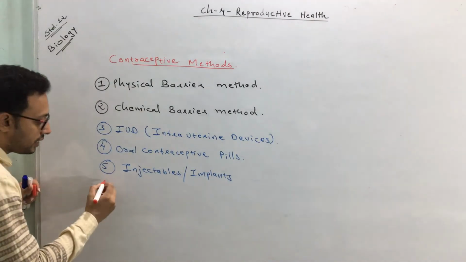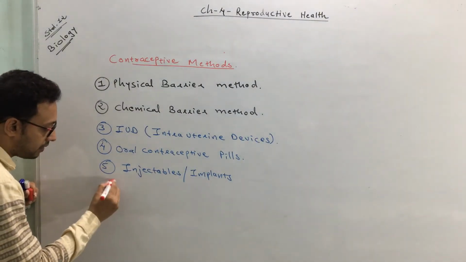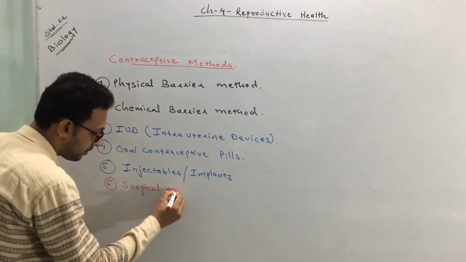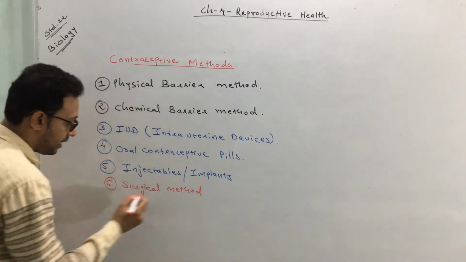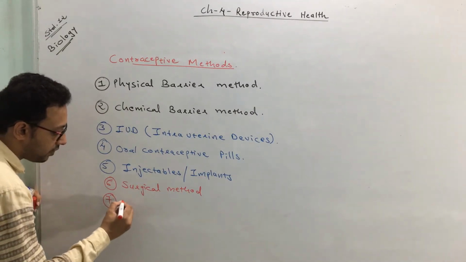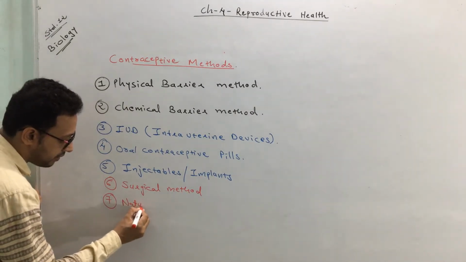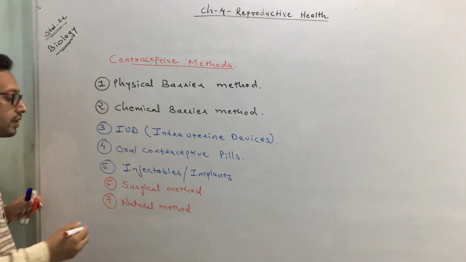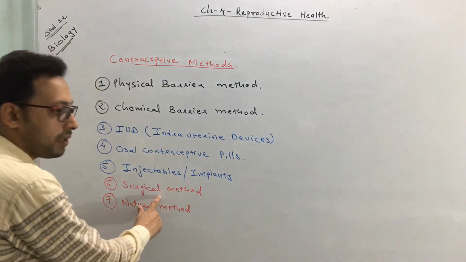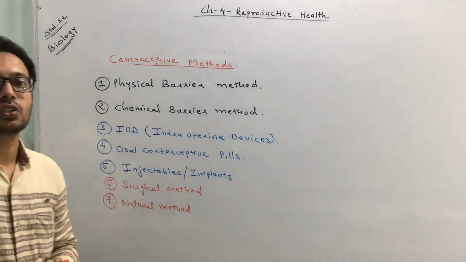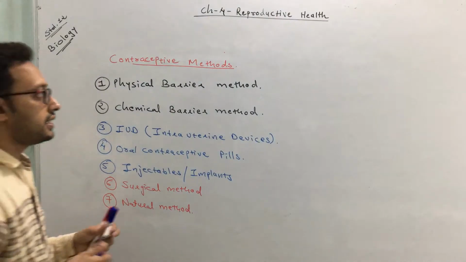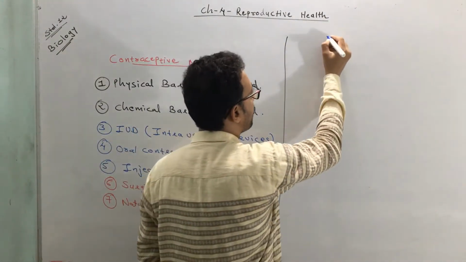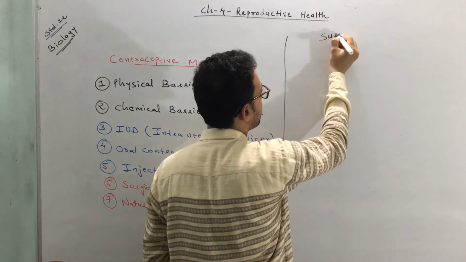Today we have to discuss this method. This is the 6th number and it is called the surgical method. And the one more method that is left is called the natural method. So today we have to discuss these two methods, the surgical method and the second one, the natural method. Let's discuss one by one. First of all, we start with the first method, the surgical method.